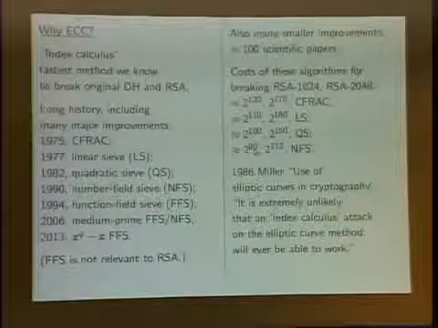This is to be contrasted with symmetric cryptography, which you use for, say, bulk encryption. So if you do your full disk encryption, you don't want to do public key encryption because it's much slower. So AES and Salsa20 are examples.